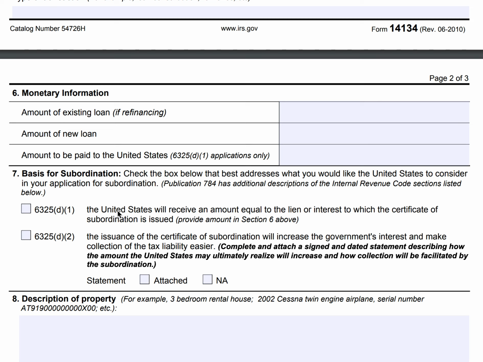6325(d)(1), this allows the United States government to receive an amount equal to the lien or interest to which the certificate of subordination is issued. So if you're refinancing and the United States government is expecting to get a decent amount of that paid as part of the refinance, then you would enter that information here, and then you would check this box. So for example, a cash out refinance.